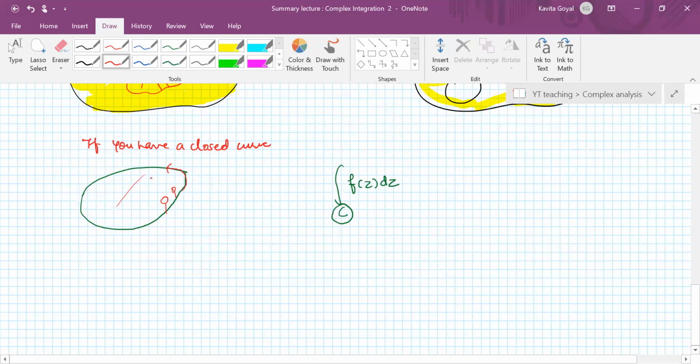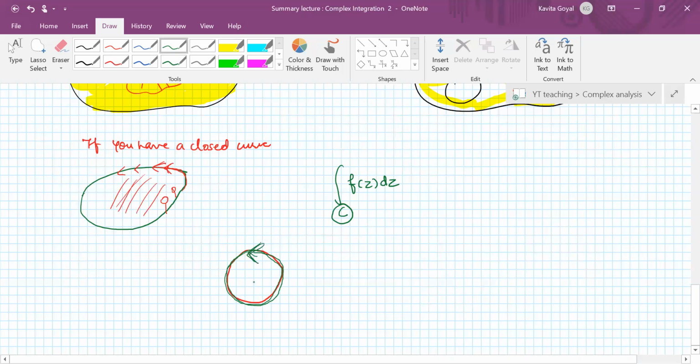And the interior is to the left of that person, then that direction is your positive direction. Do you get it? So suppose you have a circle. You must know that in a circle we say the anti-clockwise direction is the positive direction. Why? Because the convention is, if you're walking on the surface and moving along your curve, the region enclosed by the curve should be to the left.